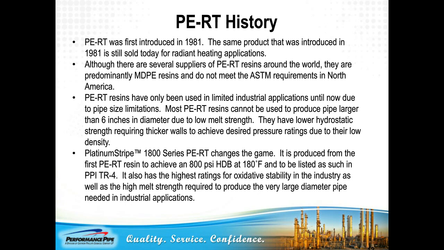PlatinumStripe 1800 series PERT changes the game. It is the first material to meet the ASTM requirements in North America as a PE4710 material capable of being produced in large diameters for industrial and energy applications.